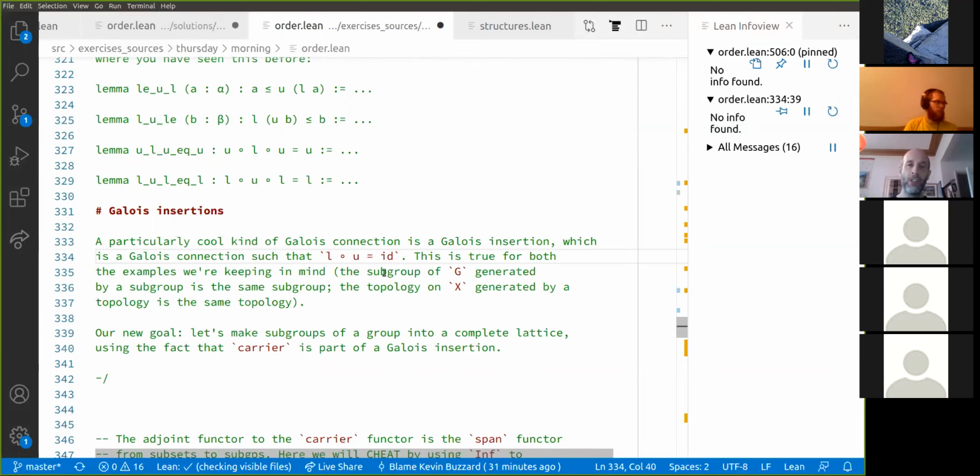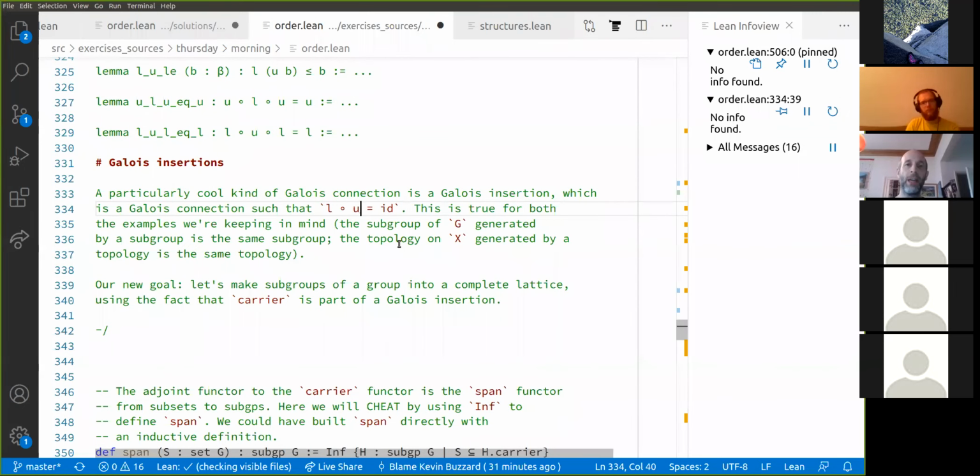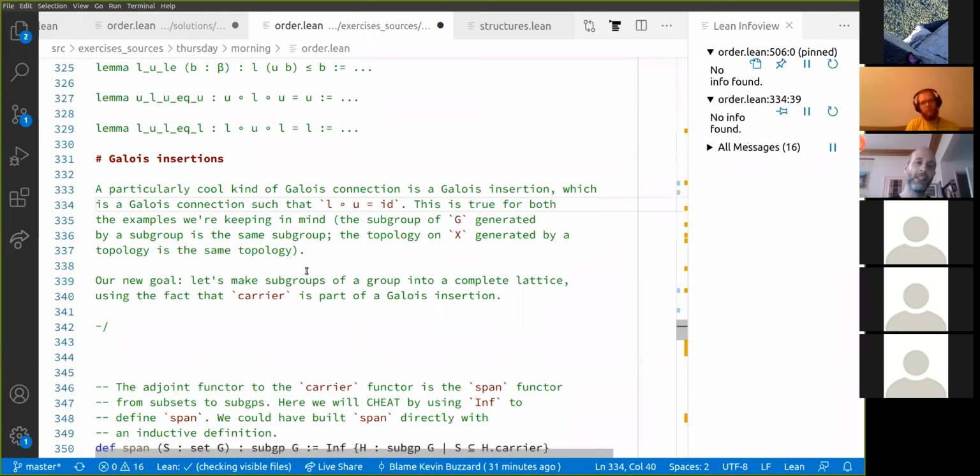If I have a subgroup of G and I look at the underlying subset, and then I look at the group generated by that subset, you can see that I get back to the subgroup I start with. So this is a special kind of adjoint pair where you do forget and then you do generate and you get the identity. And this is also true for topological spaces. If I've got a topology on X and then I forget it and just think of it as a collection of subsets, and then I look at the topology generated by those subsets, I get the topology I start with. So these are two examples of Galois insertions.